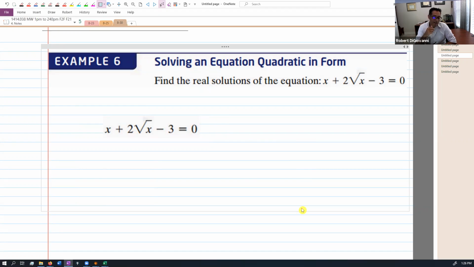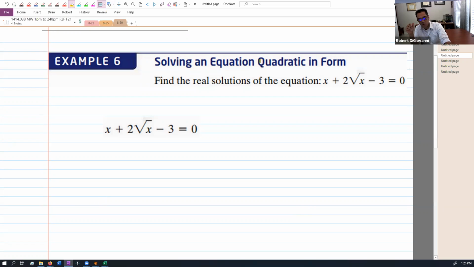Not only that, you could almost argue that this is a radical equation because it has a radical in it, doesn't it? So you could be thinking about this by doing it the way we did last class, where you isolate the radical and square both sides, which, by the way, will work for this. But I want you to try and see this as a quadratic form. Can anybody see that this is quadratic form and tell me what the u is?